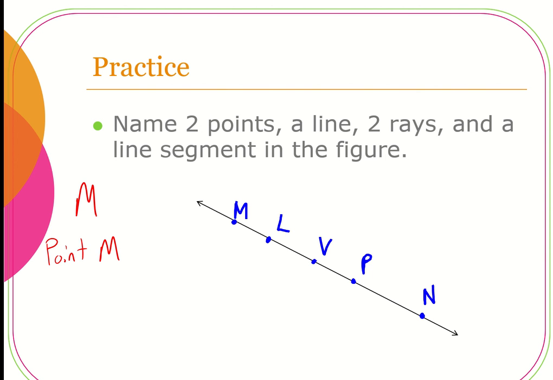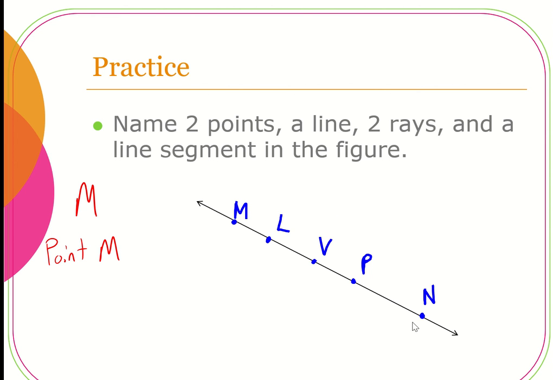But that would count as 1, right? Because either it's point M or point M, one of these two, but you need to choose 2 of these 5. So you could have had M and L, M and V, M and P, M and N. You might have had L and V, L and P, L and N, whatever. Just 2 of these 5 and you're good.